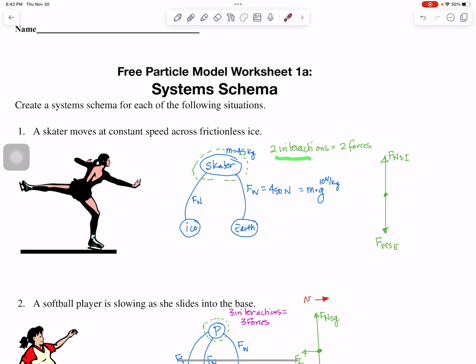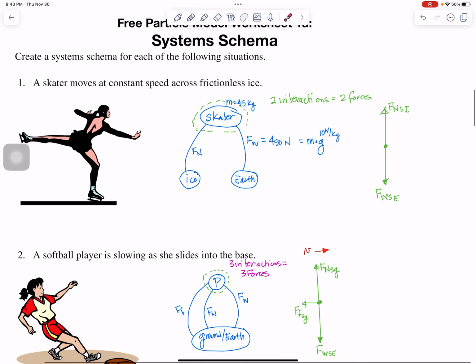Two interactions means I have 2 forces. So on my free body diagram, I have weight, which is always going straight down. So the weight on the skater by the earth. And then the ice, I have a normal force upward on the skater by the ice. These two are going to be the same length because the skater is not changing motion in the vertical direction. And I don't have any other forces because there's frictionless ice, so nothing going to the left, and there's nothing forcing her to the right.